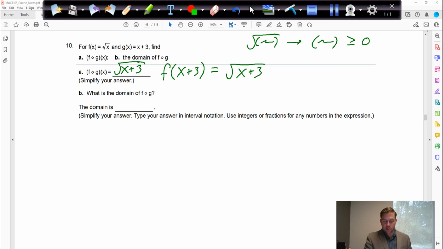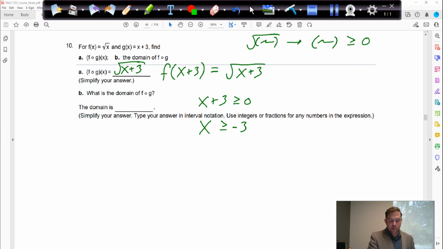And then the domain is, we have to make x plus 3, whatever's inside there, greater than or equal to 0. Subtract 3 from both sides. X has to be bigger than or equal to negative 3. So as long as x is bigger than or equal to minus 3, this function will work out.